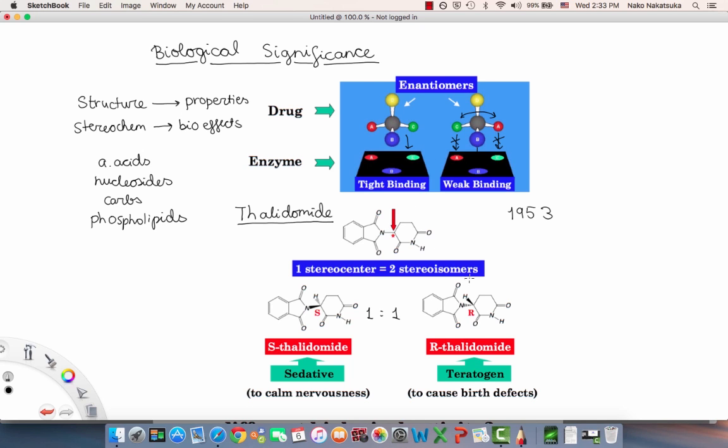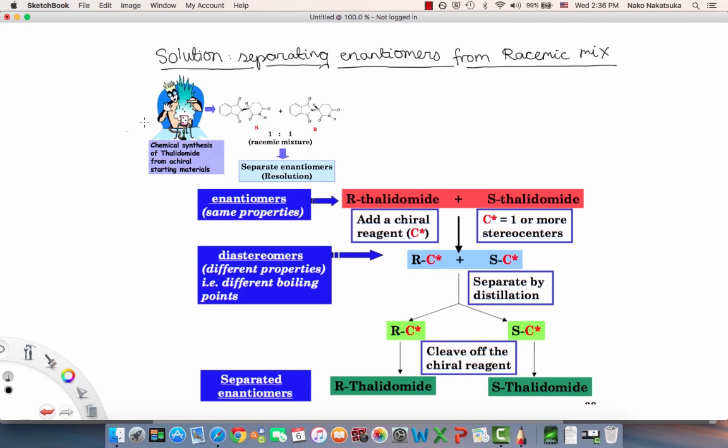And so the solution to this problem was to separate the enantiomers from the racemic mixture. So you can have one that is only a sedative and one that's toxic that you just want to get rid of. So now let me show you guys how we can separate enantiomers from a racemic mixture. So how can we actually separate enantiomers from a racemic mixture?